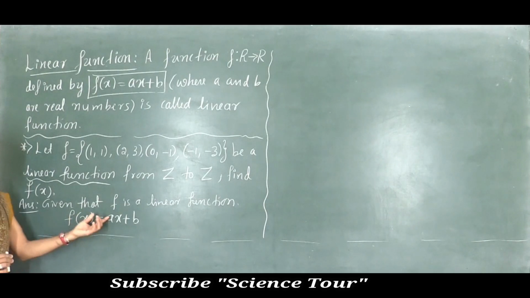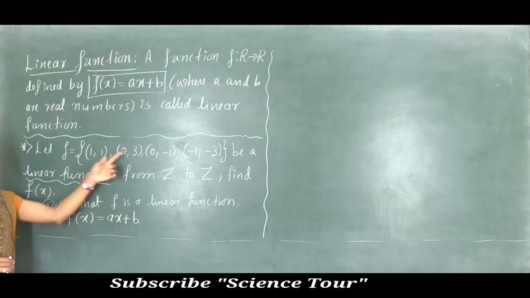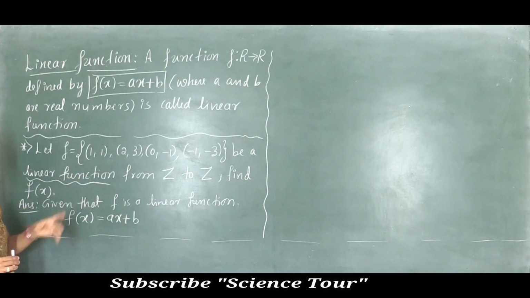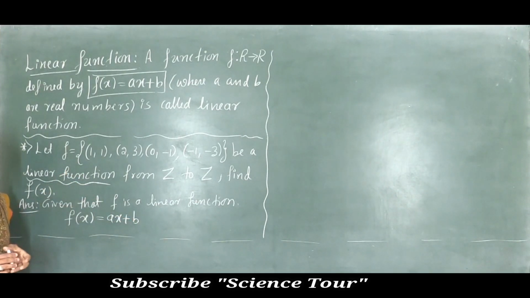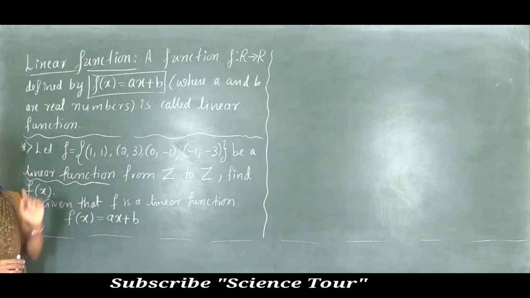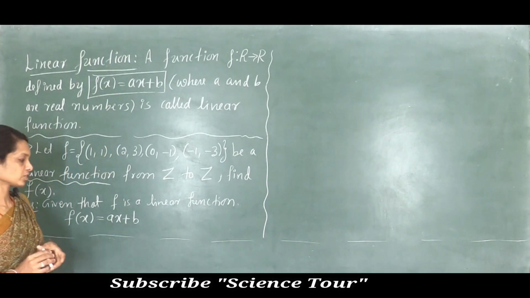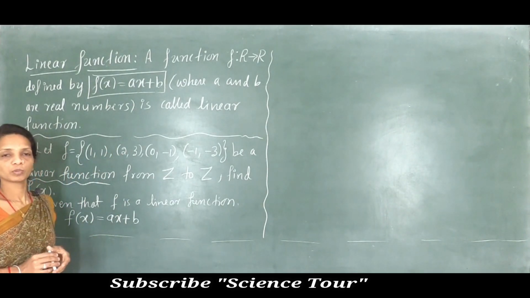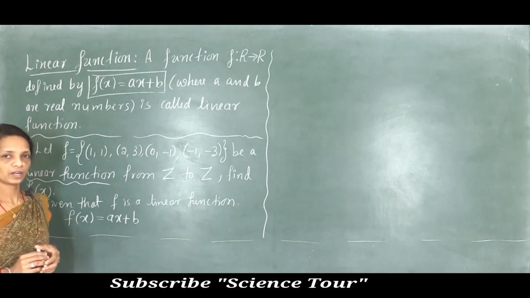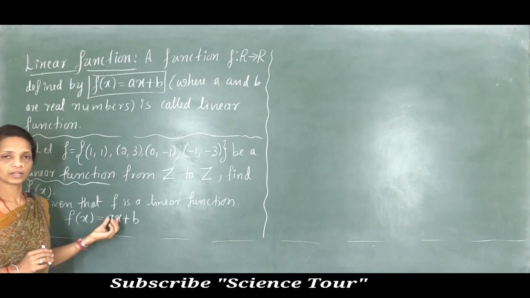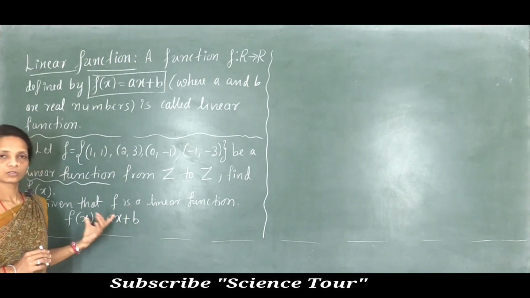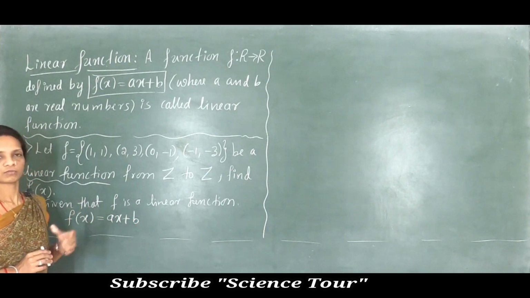To find that a and b, you have to use the ordered pairs in f. Any two ordered pairs you can use, because here you have to find only two unknowns. So use two ordered pairs, then you will get two equations in a and b. If you simplify those two equations, you will get the values of a and b. After that, put those values of a and b in this, so then you will get what f of x is.